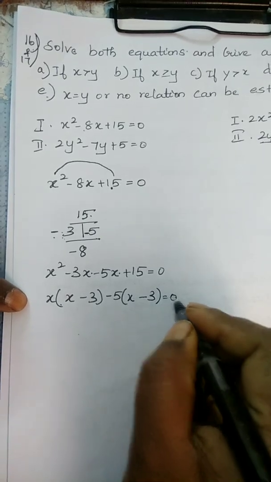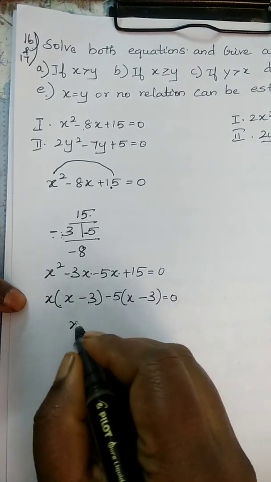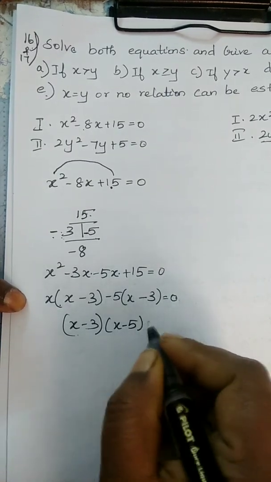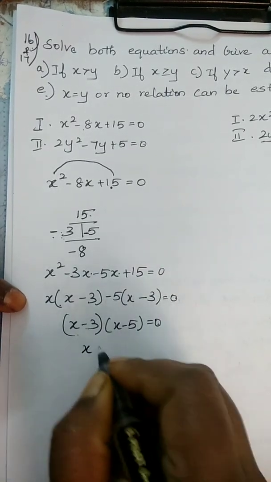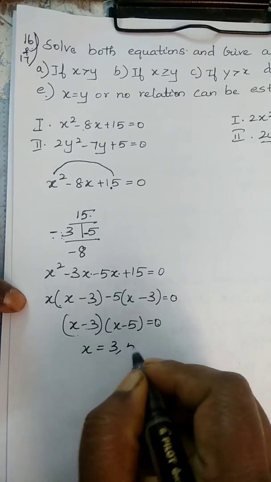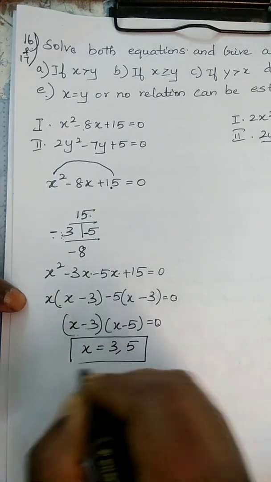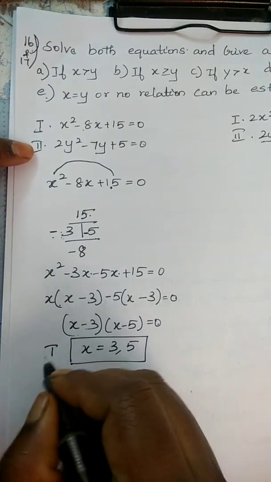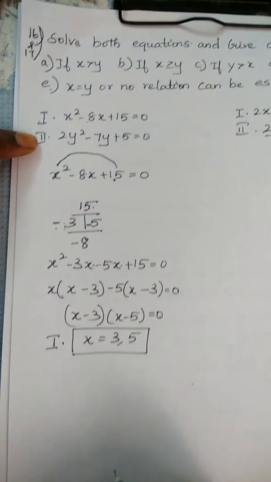So x minus 3. Now x minus 3 is common and x minus 5 equal to 0. That means x equal to 3, 5. This is the x value. That means Roman numeral 1 answer.